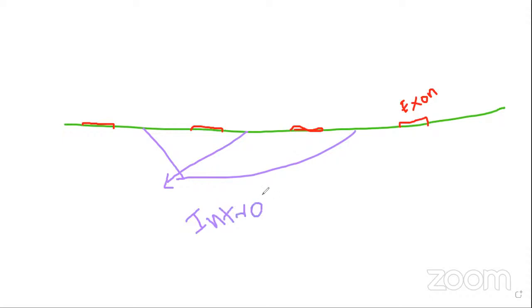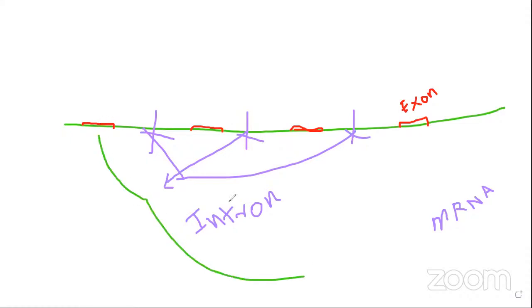Intron. How does the mRNA formation take place? Listen here, my dear, this is very important. The complete introns are cut. As a result, the exons are united together, and this part and this part are completely united, resulting in the formation of the mRNA.